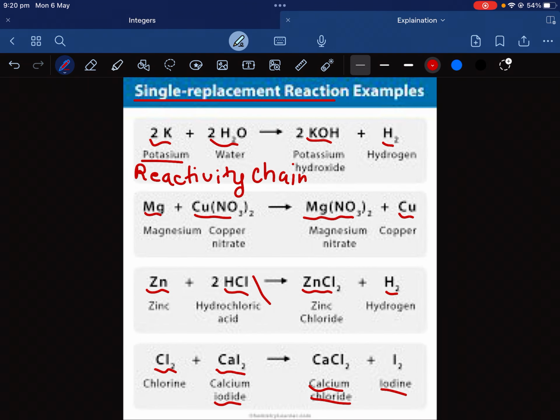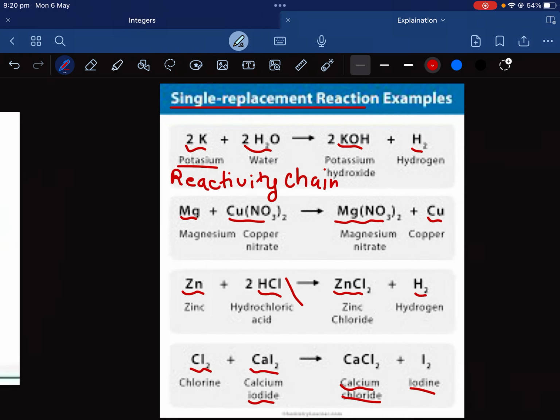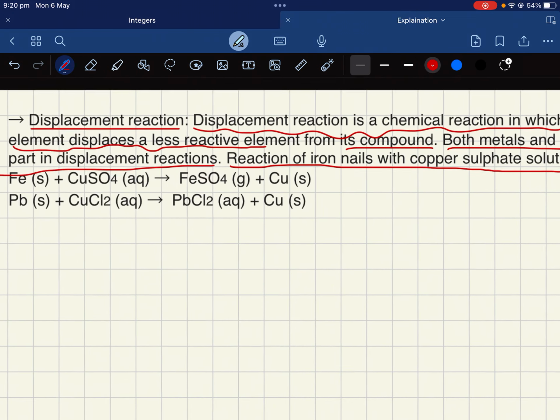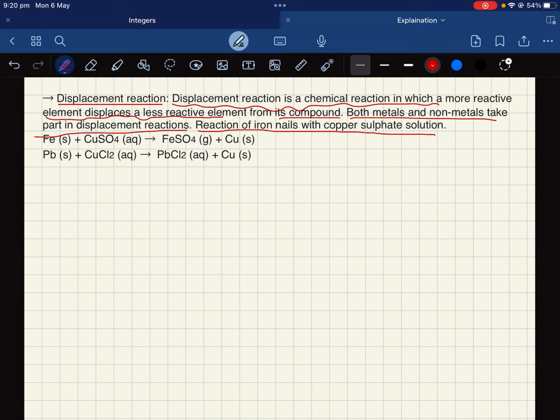I hope you understood the concept, and please practice. Learning the concept is not difficult, but applying it is. Okay. Moving on, let's take a look at some more.